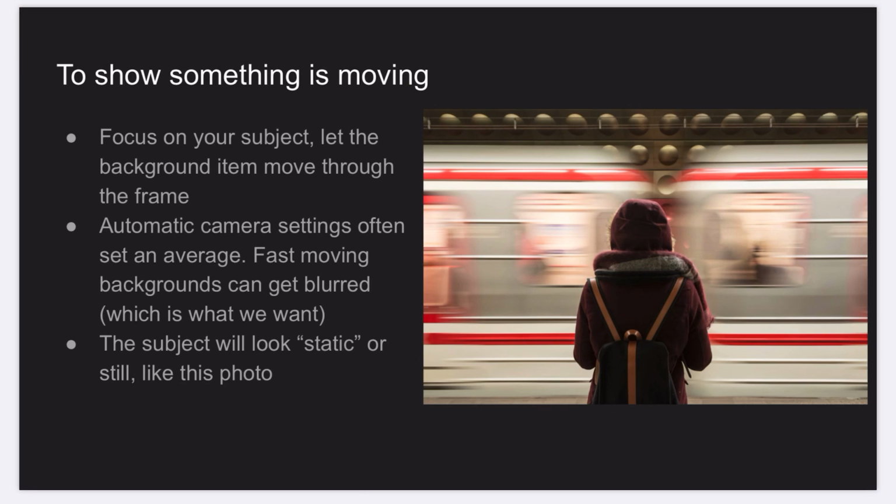Okay, so if you want to show something blurry in the background, for example, like this picture, we're going to be focusing on the subject, get them kind of either not moving or still, and show that they are fairly static, and the background's moving around them in this particular case. The cameras tend to average themselves out into average settings, so we're going to use that idea for a deliberate effect in our pictures. The subjects will look still or static, and the background will look blurry.